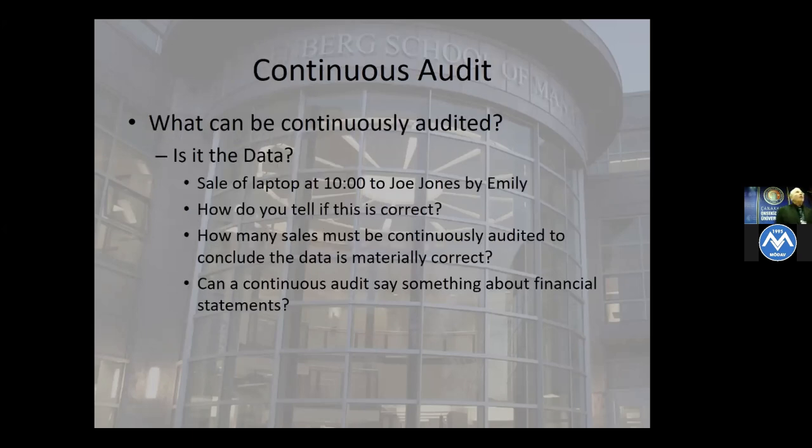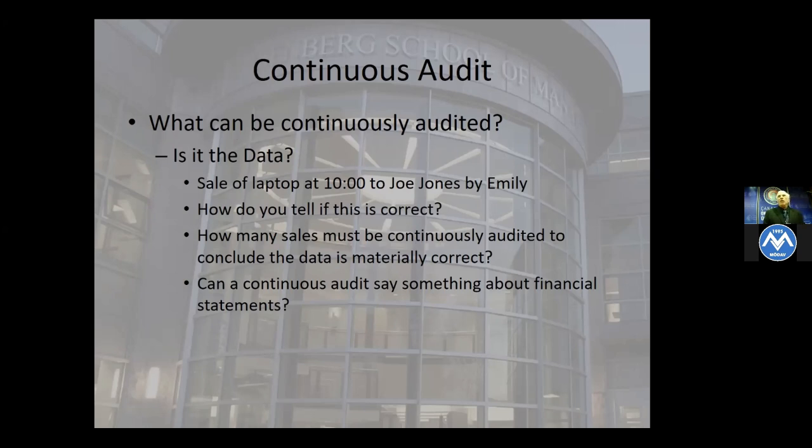Okay, so if you think about what we call continuous audit, the question is, what can we continuously audit? And I just wanted to throw that up before I start talking about reporting. Under continuous audit, we have a couple of choices. Are we auditing data? So for instance, if I sell a laptop at 10 a.m., how do I audit that? Is that an auditable transaction? And if so, what can we audit about that?